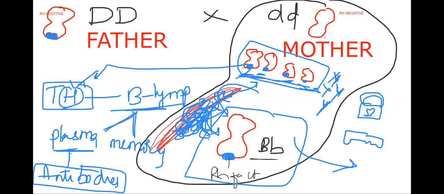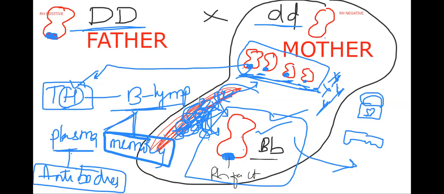Now the second child. Let us see, what about the second child? The second child is also Rh positive. Father is positive, mother is negative. That's why the second child is also Rh positive. But you remember, for the first child, when she was exposed, she produced memory cells, which now act rapidly.